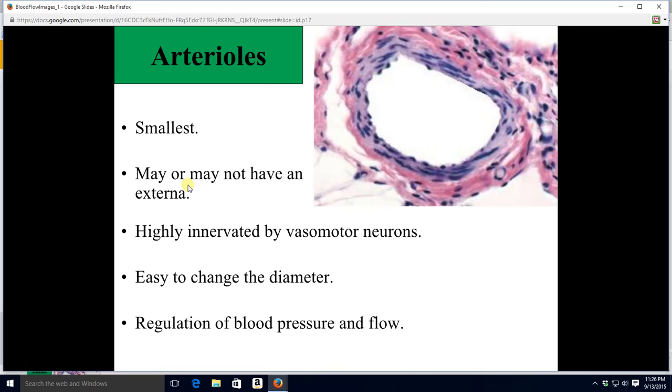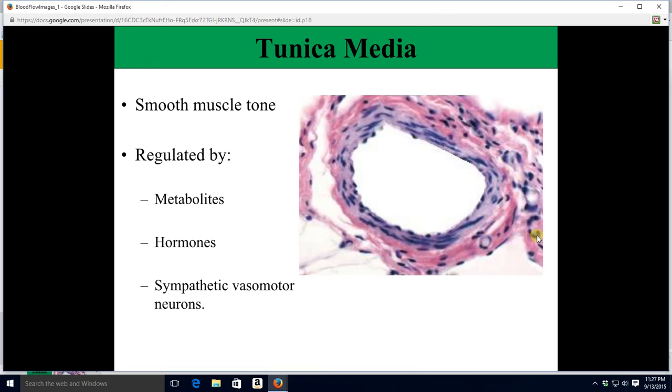What is cool about these guys is they are highly innervated by vasomotor neurons. Vaso, vessel, motor, mover: vessel mover neurons. These are sympathetic neurons that have the capacity to change this guy's diameter. And thus we can regulate blood pressure and blood flow by changing the average diameter of our arterioles. So the tunica media of this guy, the muscle there, has tone.